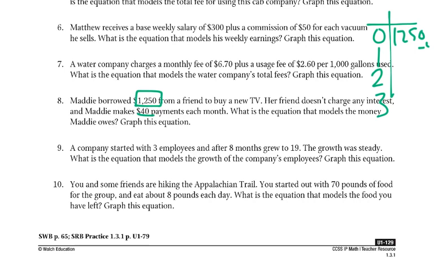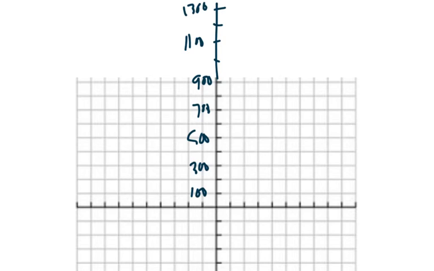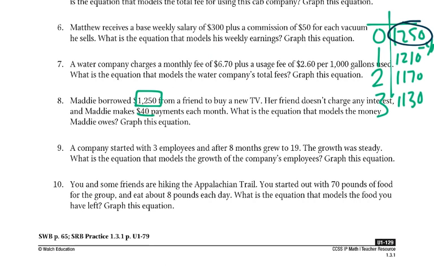So from that total she'd be subtracting 40, right? So that would be 1210. Subtract 40 would be 1170, then 1130, and so on. So we're going down 40 for every month. Okay. So if we look at our graph here, maybe you'd want to extend this. Count by 100: 100, 200, 300, 400, 500, 600, 700, 800, 900, 1,000, 1,100, 1,200, 1,300. So our equation would be that starting point and our growth.